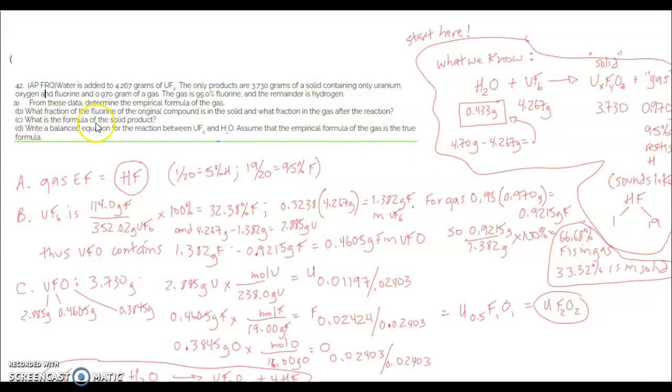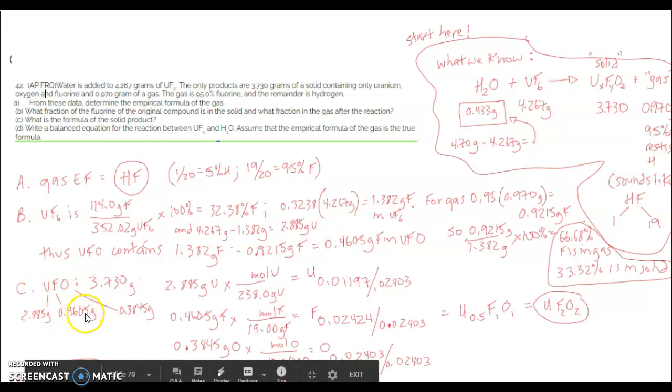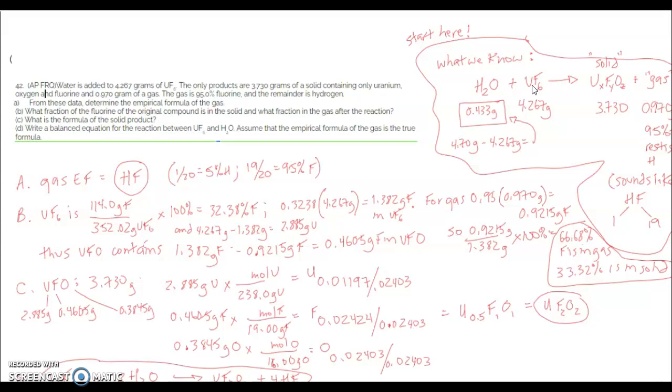Part C. What's the formula of that solid product? Well, we know it's UFO, but we don't know what numbers X, Y, and Z are. But we do have a lot of masses, right? You can figure out, there's the F that we figured out, 0.4605 grams. We know from back here that we started with, where is it? The uranium. Somewhere I figured out how many grams of uranium you have, right? There it is, 2.885 grams of uranium, because we did F, and it's just UF6.